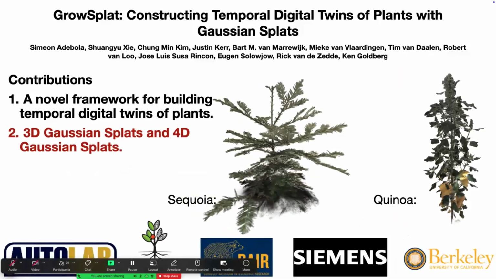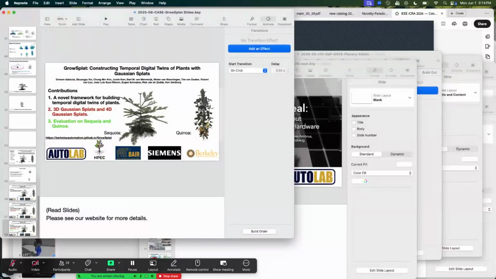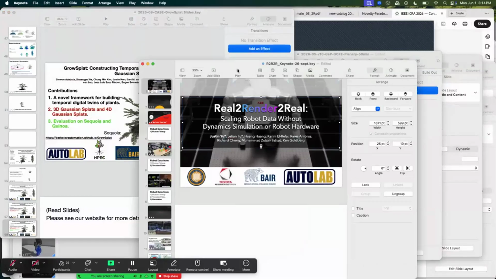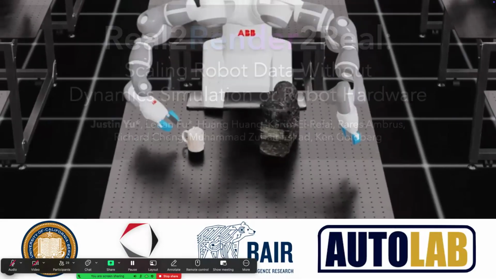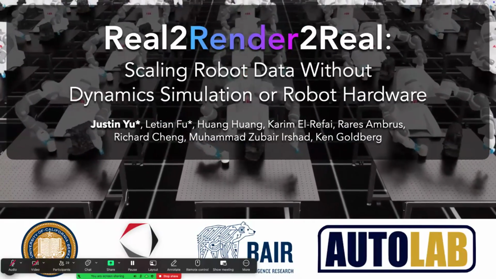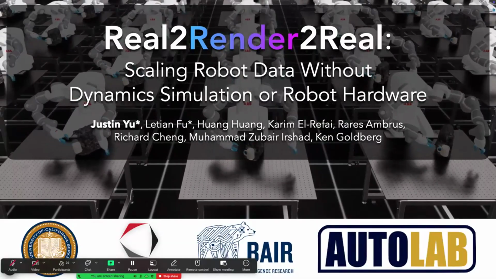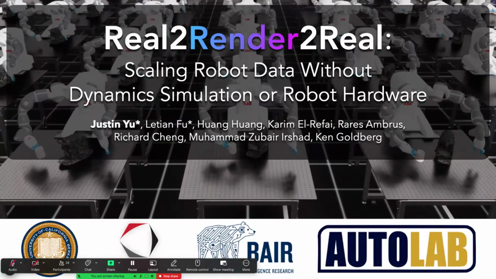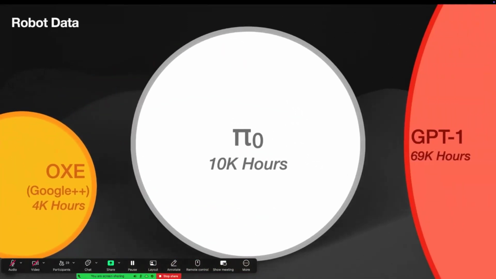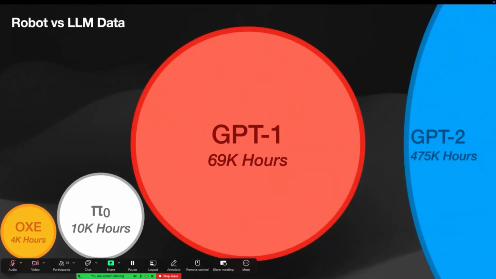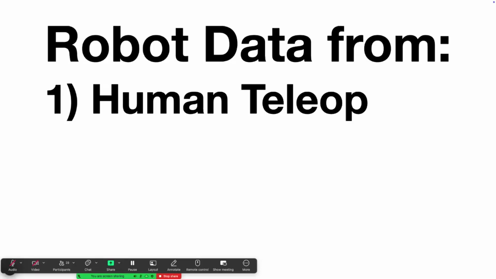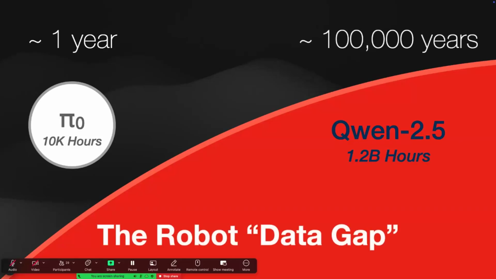Okay, so now I'm going to switch gears to a robot learning application. This is a very new result, something that we call Real2Render2Real. So this is relevant to the digital twin idea, as you'll see in a moment. We're noting that there's a large gap in the amount of data available for robotics as compared to LLM data. In fact, we estimate that to be on the order of 100,000 years.